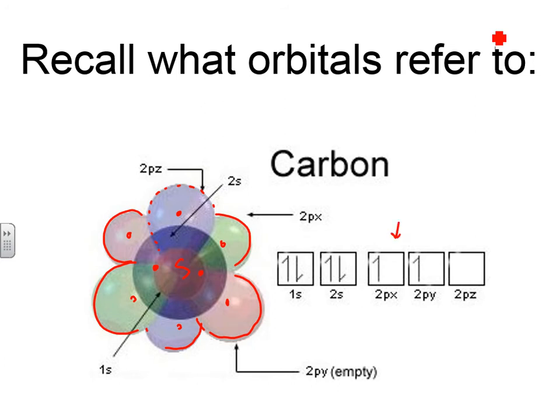And so sometimes you can be a little more specific. You can call this the 2px, 2py, 2pz orbital. In our case, just the 2 and the p will be sufficient. This, by the way, is for the element carbon.